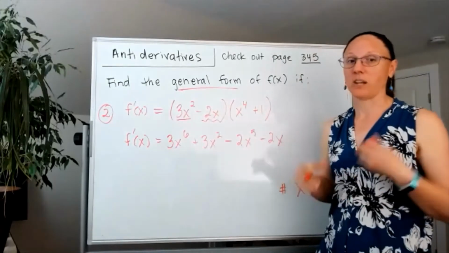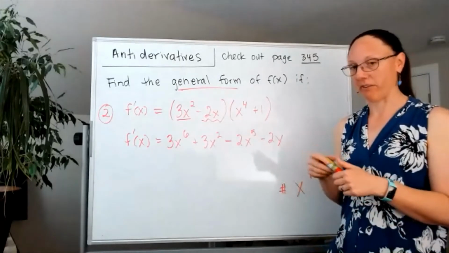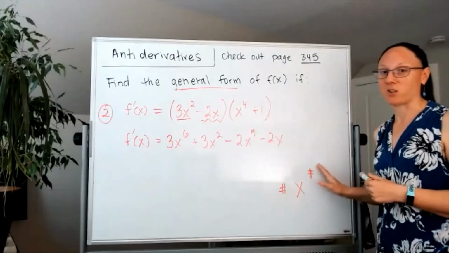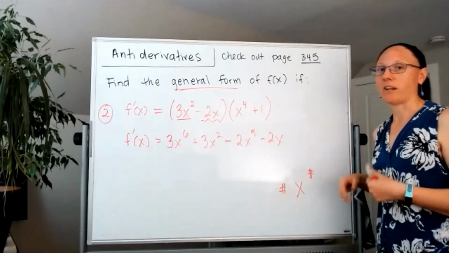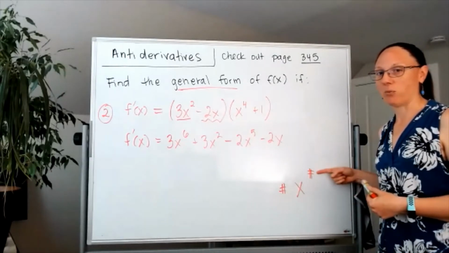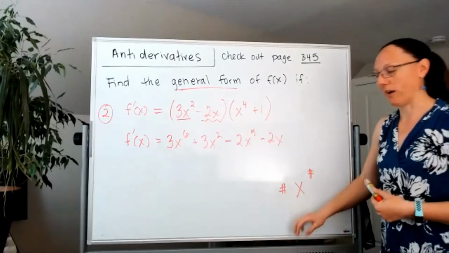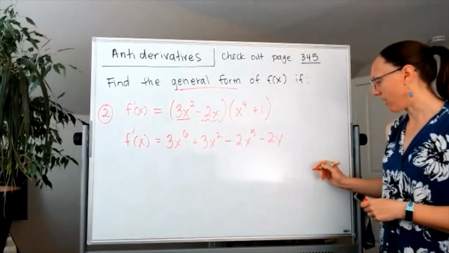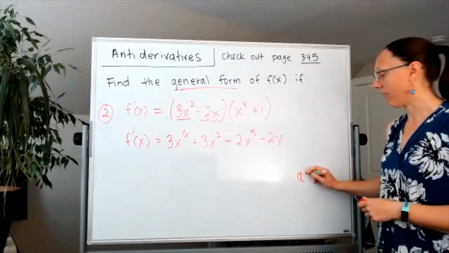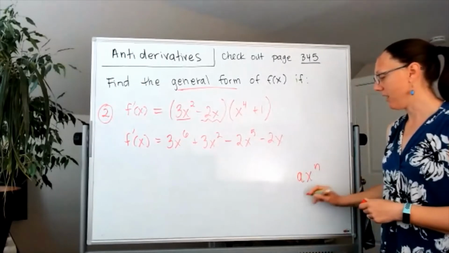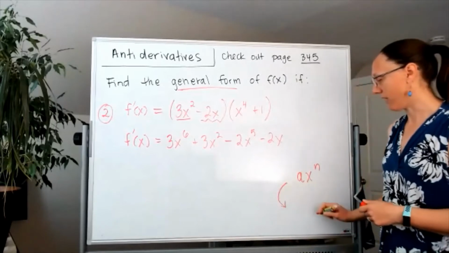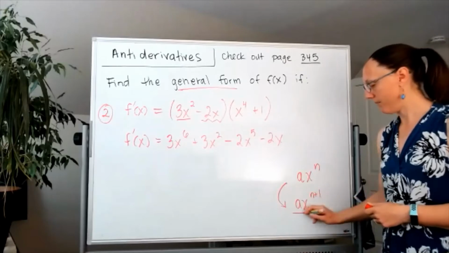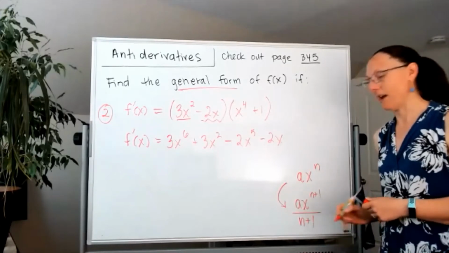Once I get to this point, now I can find that antiderivative by thinking about each of these as a number times x raised to a power. So when I take that antiderivative, I'm going to add 1 to the exponent and divide by the new exponent. Or to write that kind of generically, I could say if I have ax to the n and I take the antiderivative, I'll end up with ax to the n plus 1 divided by n plus 1.